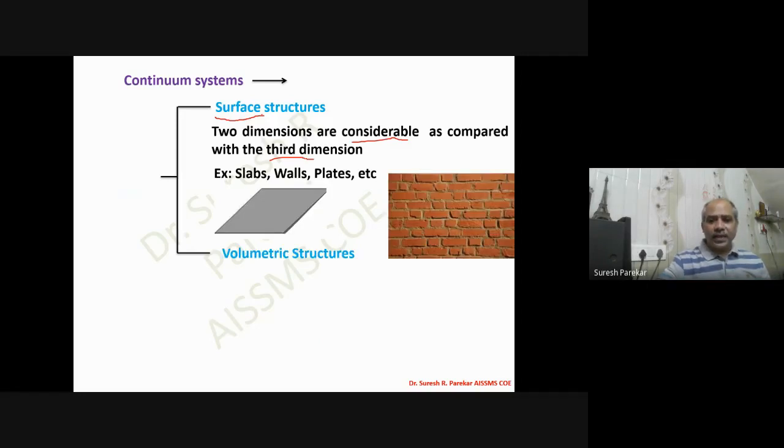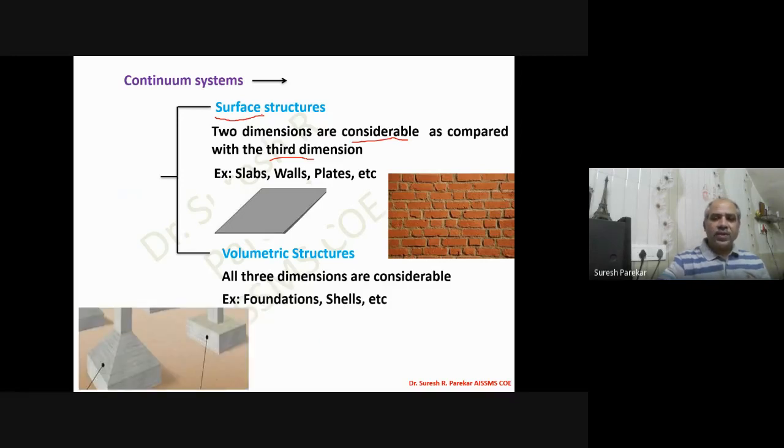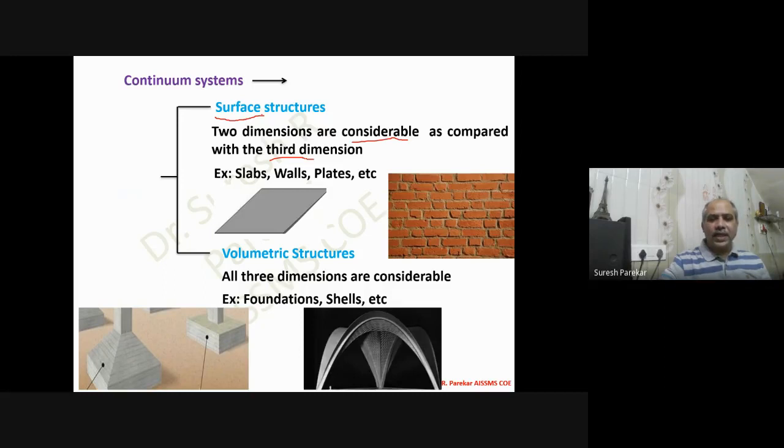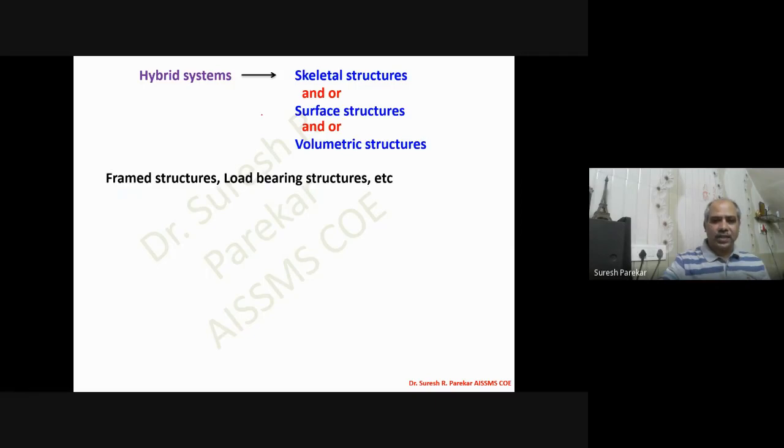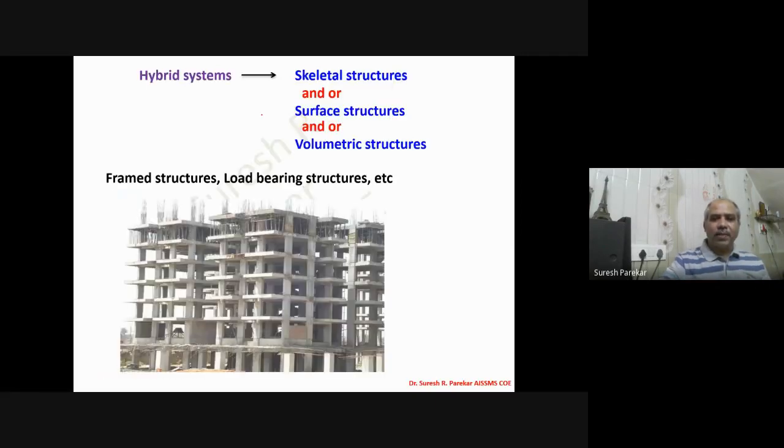Then we have volumetric structures, where all three dimensions are considerable. We have foundations, we have cells. So these we are going to say are volumetric structures. Then we have hybrid structures, which are a combination of skeletal structures, surface structures and volumetric structures. If we consider a whole framed structure, or load bearing structures, this whole structure we are going to say is a hybrid system.